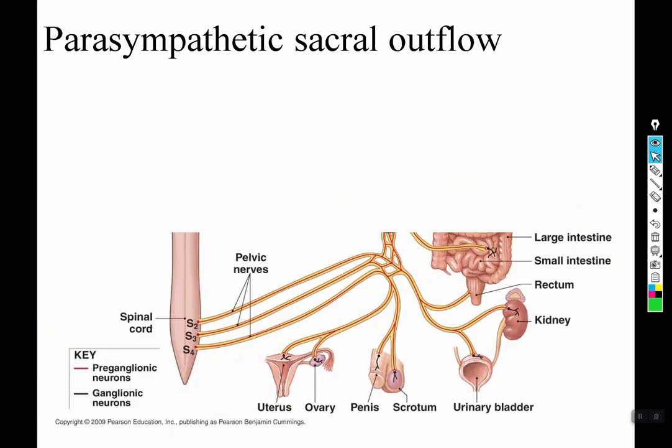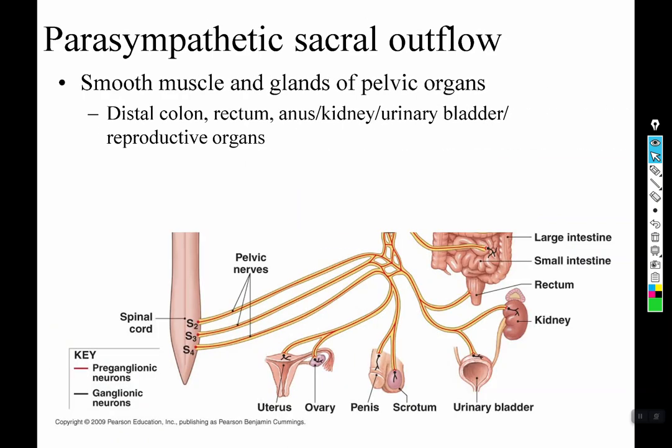Okay, so parasympathetic sacral outflow. We've got smooth muscle and glands of pelvic organs, so the distal colon and the rectum. This is a little bit of a weird illustration choice. So the distal colon is part of the large intestine, so it would be this area mostly. This is the small intestine, this mass in the middle. The rectum, the anus, the kidney, the urinary bladder, and the repro organs, and any sphincters associated, so urinary sphincter as well. Hence the problems with expressing waste I just mentioned.